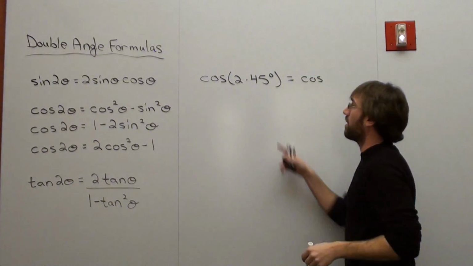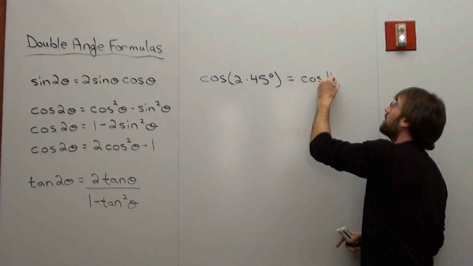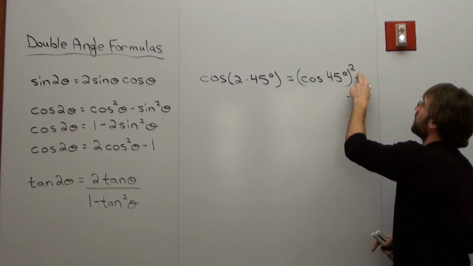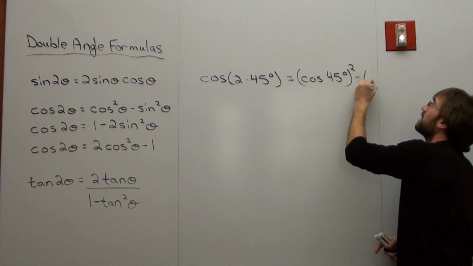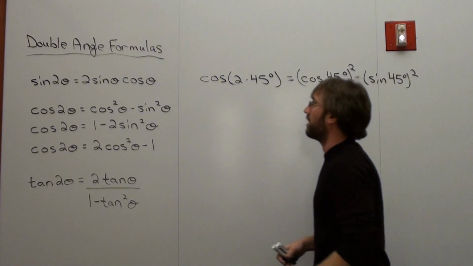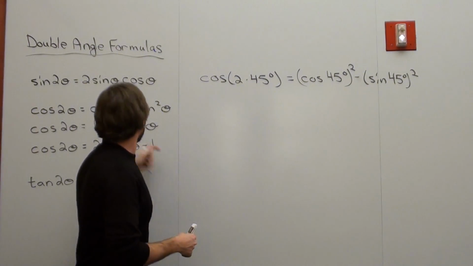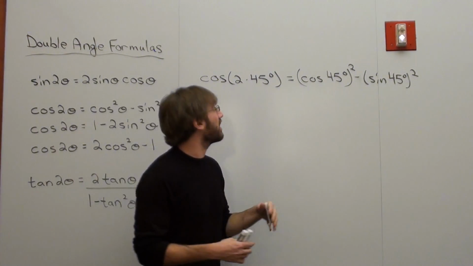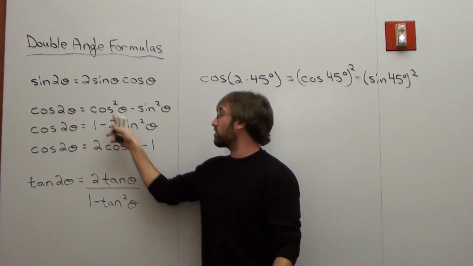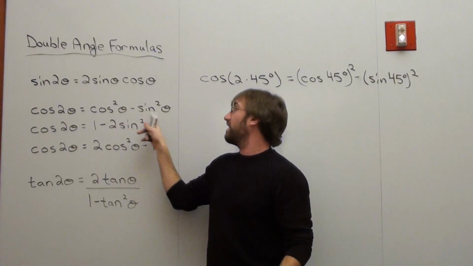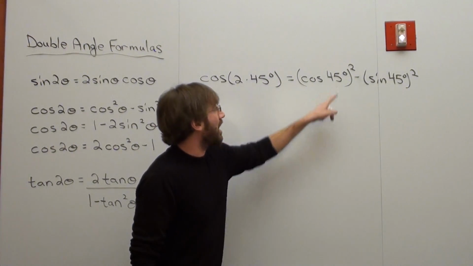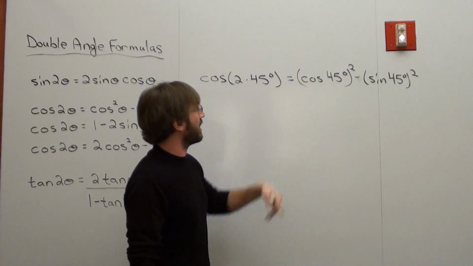Cosine, and my theta is actually 45 degrees, and I square it, minus sine 45 degrees squared. And it should be noted that when you see cosine squared of theta or sine squared of theta, it just means cosine of 45 squared, sine of 45 squared. Another way to say this is cosine of theta times cosine of theta. Another way to say this is sine of theta times sine of theta. So I'm just going to put the square on the outside as opposed to on the inside.